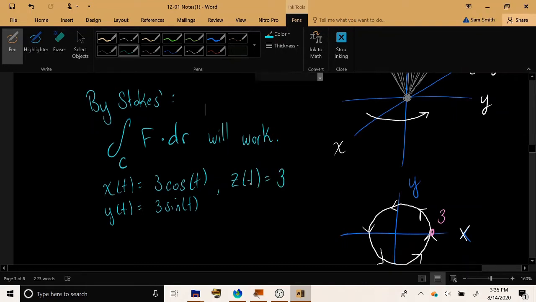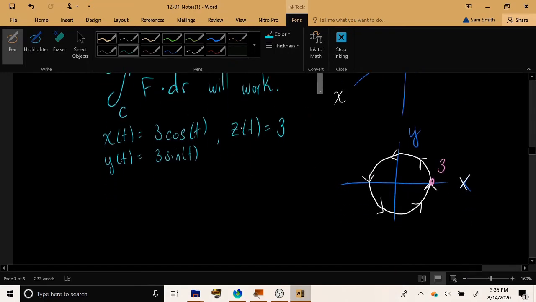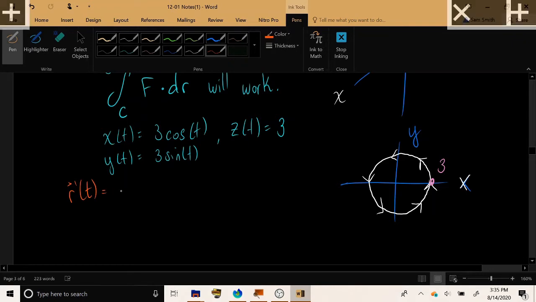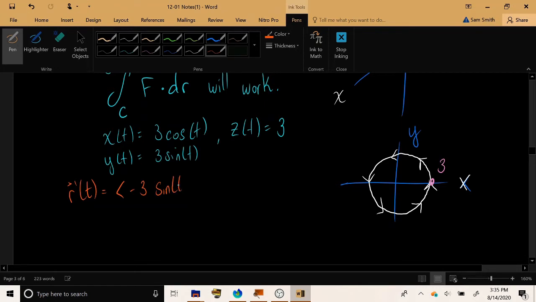All right, now that we found our parameterization, our next task is to find the velocity vector for our parameterization. x prime, for example, is negative 3 sine t, y prime is 3 cosine t, and the derivative of the constant z is just 0. So here is r prime.